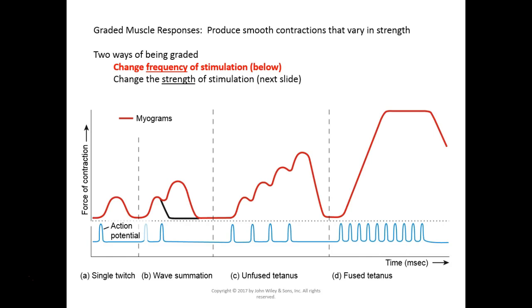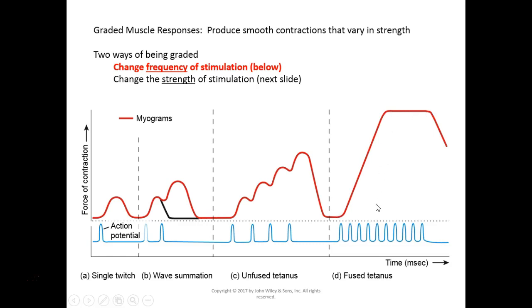When a skeletal muscle fiber is stimulated 20 to 30 times a second, it can only partially relax between the stimuli, and the result is a wavering contraction that we call an unfused tetanus. Now, we're not talking about tetanus like lockjaw. This is tetanus in referring to the way that muscles are contracting. With wave summation that comes in at 80 to 100 times per second, the skeletal muscle can't relax at all. So this is what we call a fused tetanus.